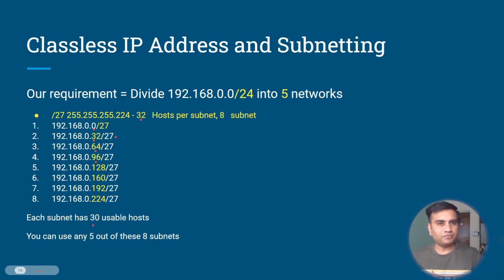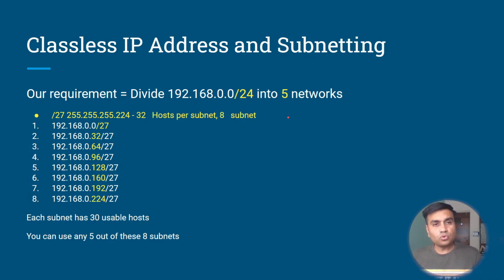Then after that everything is done. What is the understanding you got? We are going to have 30 usable hosts in each of them. Out of these 8 subnets, from 1 to 8, you are free to choose 5 according to your choice, right? Keep 3 in reserve, you can use them later.